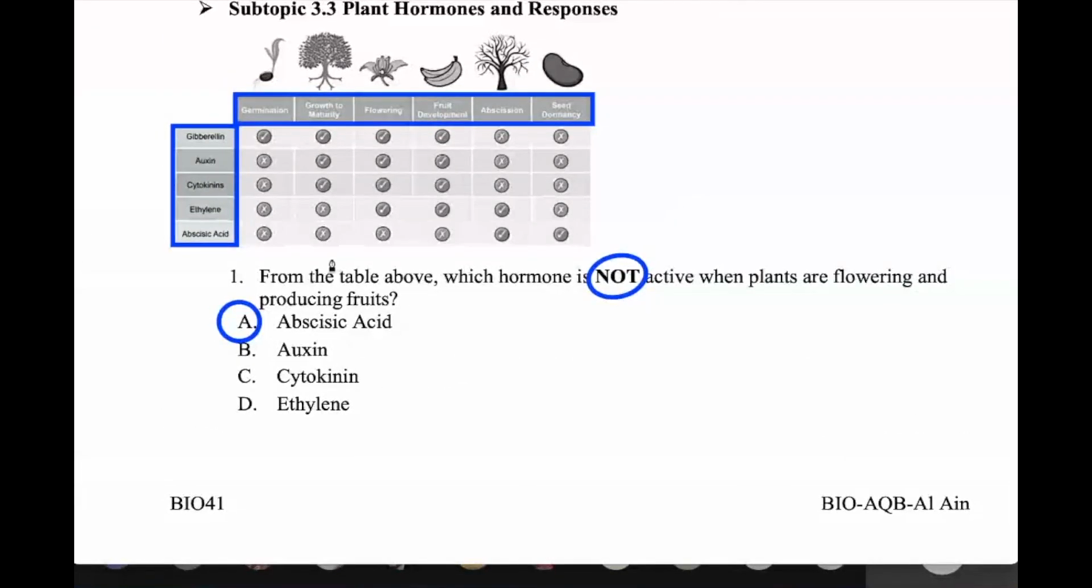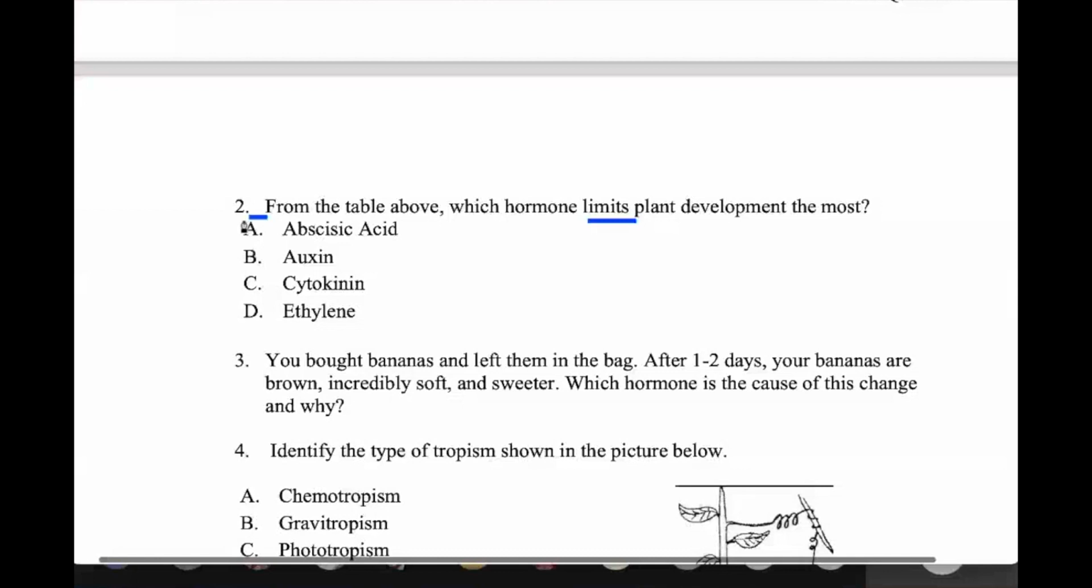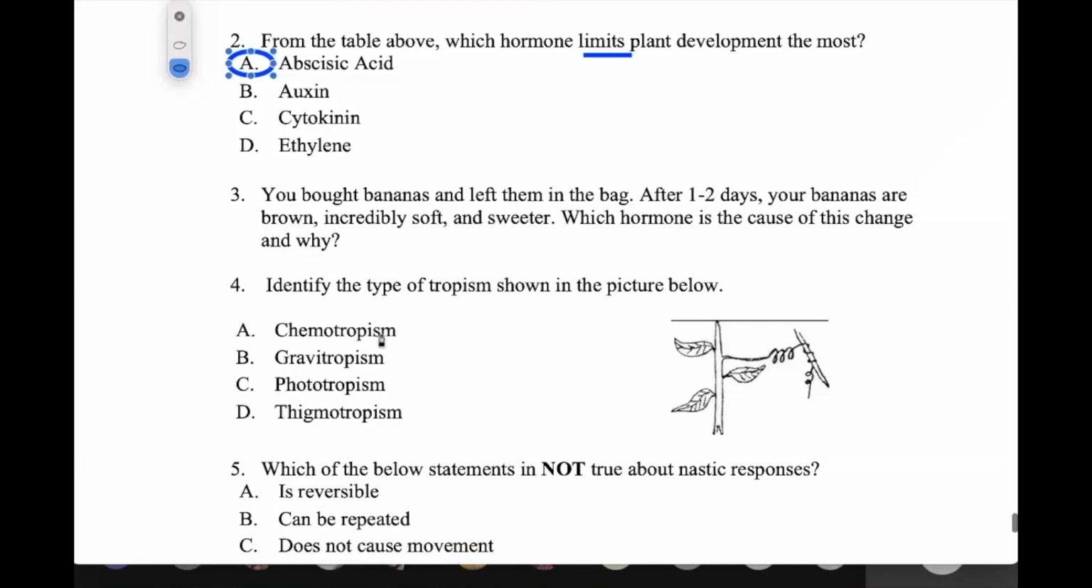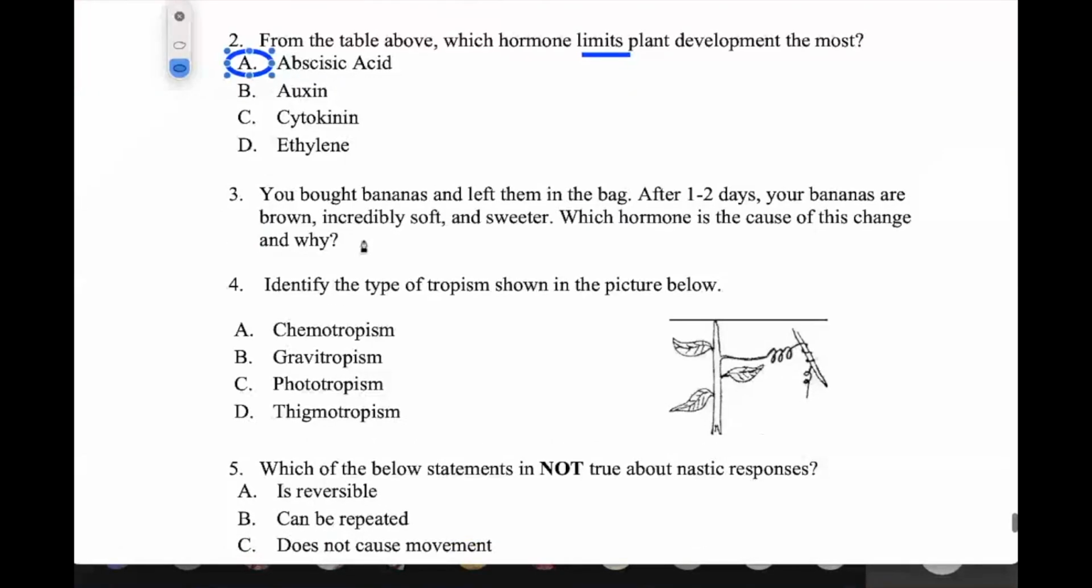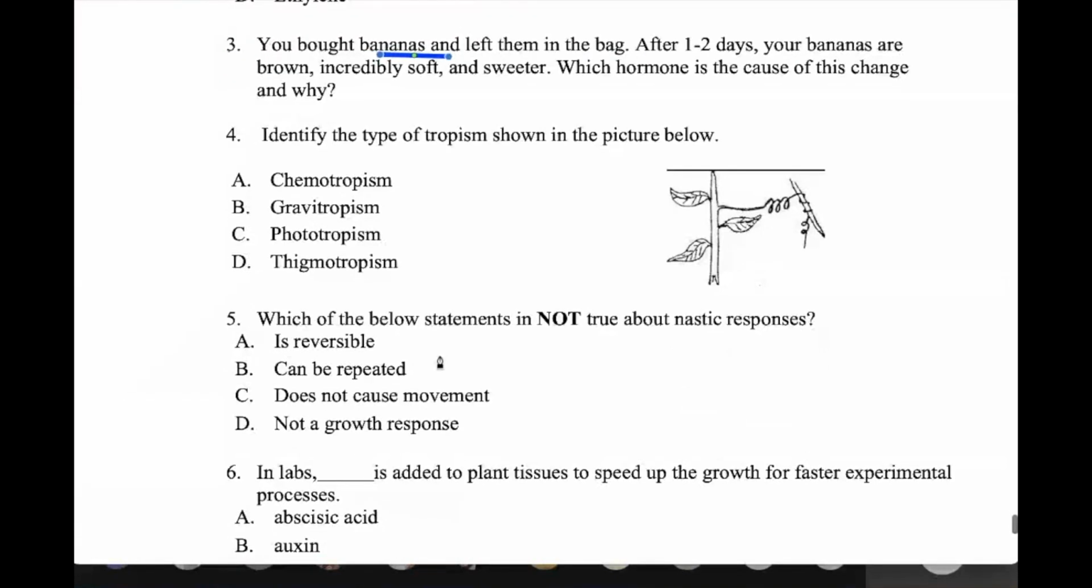Abscisic acid. How do you get abscisic acid? How do you identify it? More X's. Yes, more X's. Very good. You bought bananas and all this. So which hormone helps in fruit ripening? Ethylene. Very good.